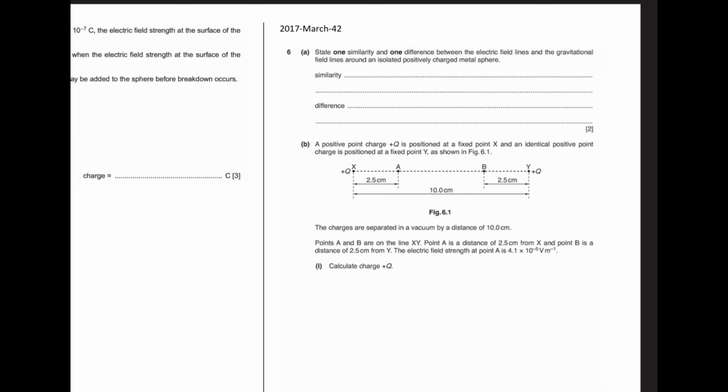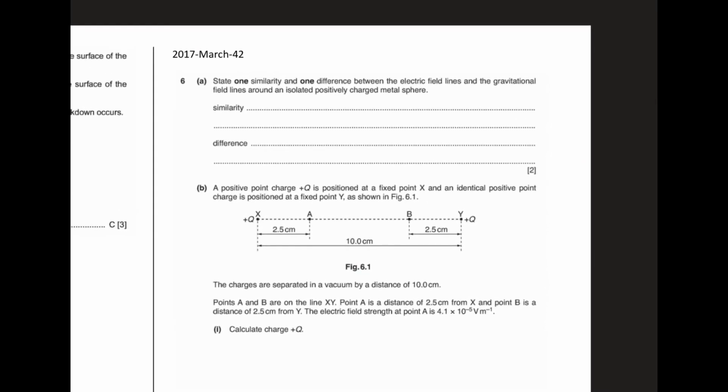So again, work got out, that means W is negative. Now let us look at the question here. Question 6. State one similarity and one difference between the electric field lines and the gravitational field lines around an isolated positively charged metal sphere.